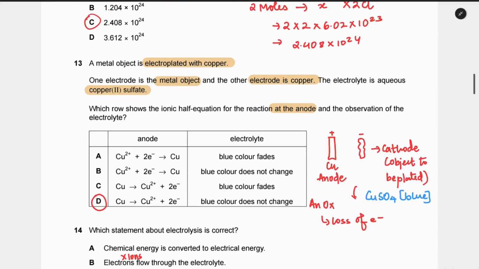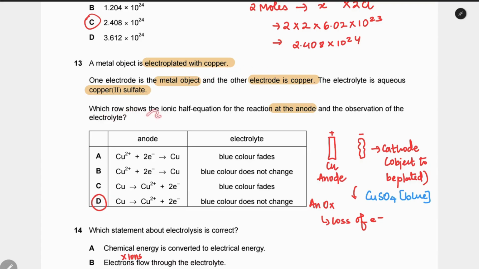Next, 13th question. A metal object is electroplated with copper. Okay, so we do have an object which is going to be electroplated with copper. We already know whenever we electroplate anything, we put it as the cathode. One electrode is the metal object and the other electrode is copper. The electrolyte is aqueous copper sulfate, because the electrolyte has to be the same as the metal we are electroplating with, which is copper.